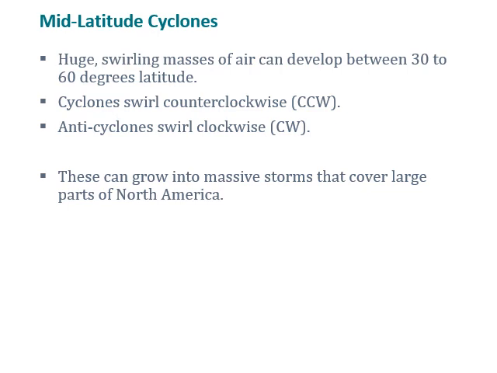Cyclones swirl counterclockwise and anticyclones swirl clockwise. These grow into massive storms that cover large parts of North America.